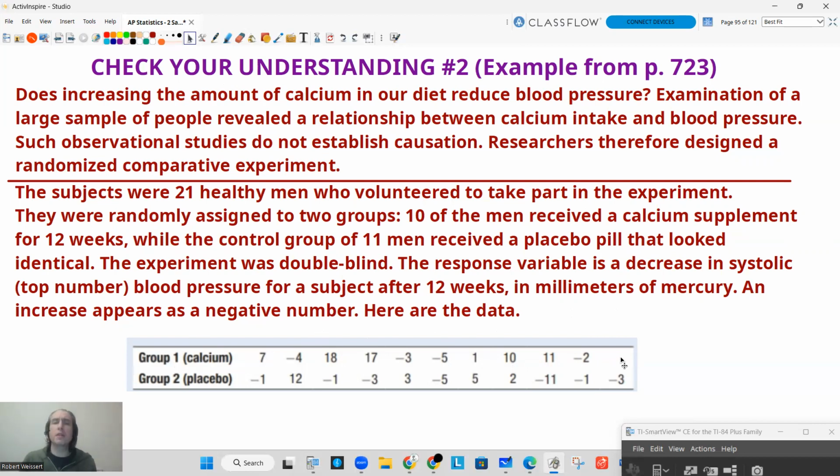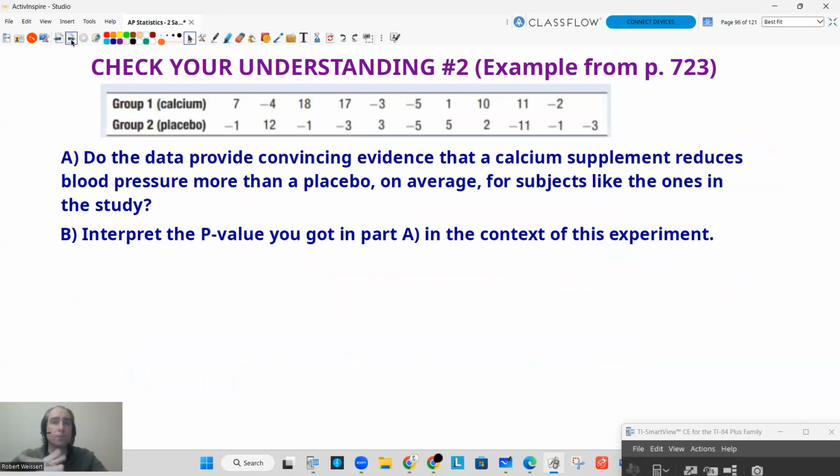Look at the numbers. You see a little bit more negative numbers in group 1 than you see in group 2. That might indicate for us that there might be some evidence that there is an increase or a decrease in systolic blood pressure, because an increase is a negative number. So let's look at the data here and let's see what the question states.